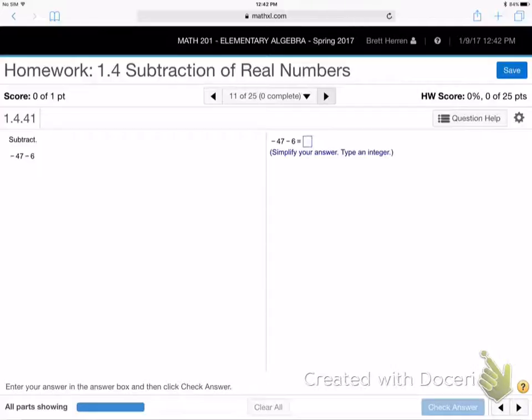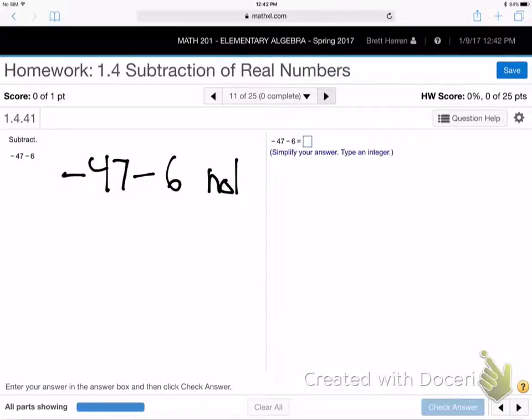All right, so negative 47 minus 6. Okay. So can I make those two negatives positive? No, right, because they're not head to head. Right? So this is not the situation where we make the two negatives positive. They're not head to head. So none of that, right?